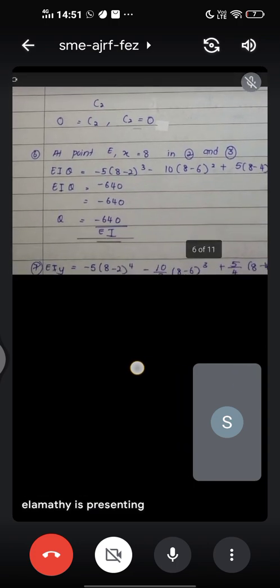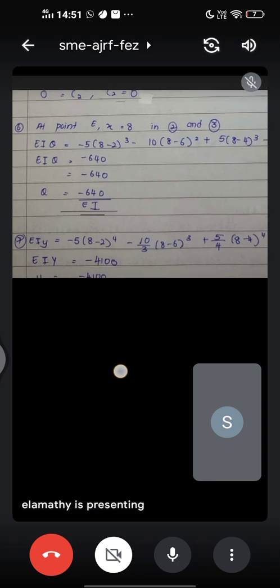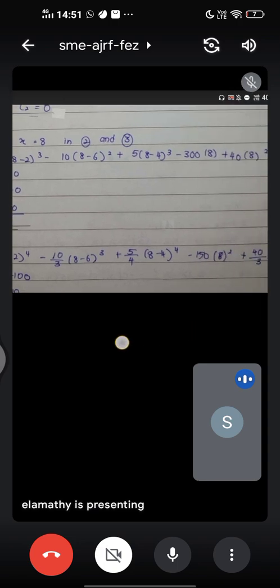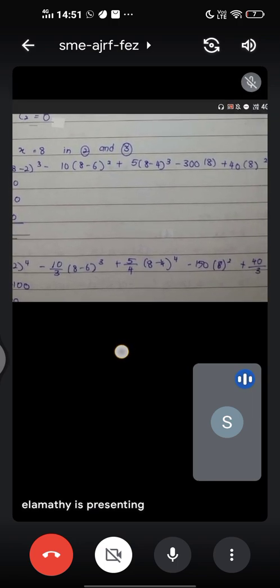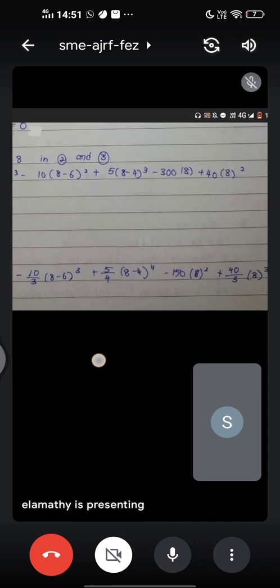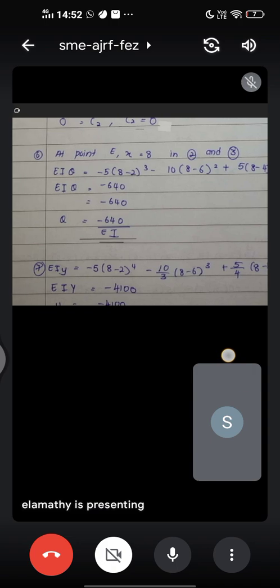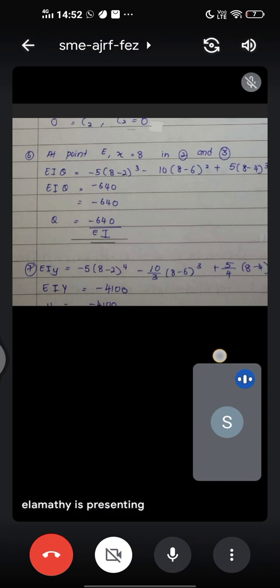Next, at point E, x equals 8, and this will be the equation. We have to subtract, then we will add some numbers. So we will get EI y equals negative 640 over EI.